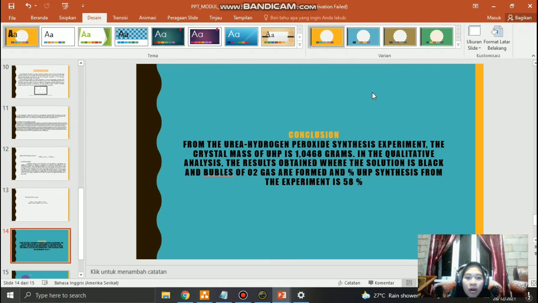Okay, next, conclusion. From the urea hydrogen peroxide synthesis experiment, the crystal mass of UHP is 1.0468 grams. In the qualitative analysis, the result obtained was that the solution is black and bubbles of O2 gas are formed, and the percent yield of UHP synthesis from the experiment is 58%.